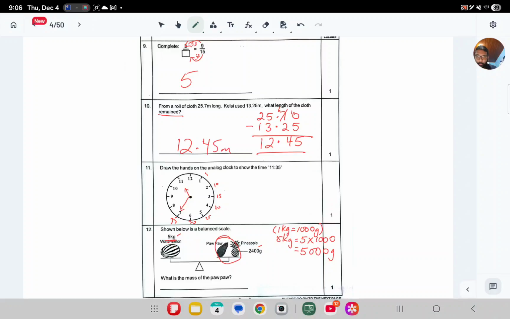From here, we know that the pineapple weighs 2,400 grams. So the pawpaw will weigh the difference. So 5,000 grams take away the 2,400 grams leaves us with 2,600 grams. So the mass is 2,600 grams or 2.6 kilograms. They didn't specify which unit they want.